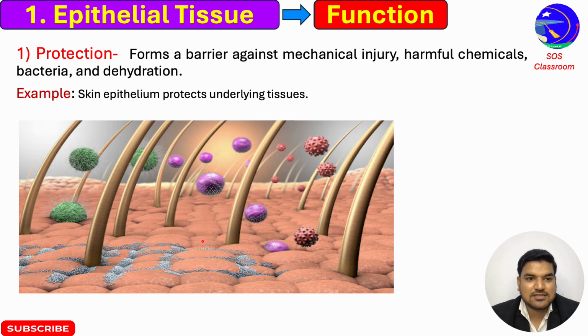You can see this is the skin epithelium and it protects the underlying tissue. Underlying tissue means epithelium, connective tissue, muscular tissue, and nervous tissue. Different types of tissue are protected by this layer. So it helps as a protection from bacterial infections, mechanical injury, chemical injury, and dehydration.